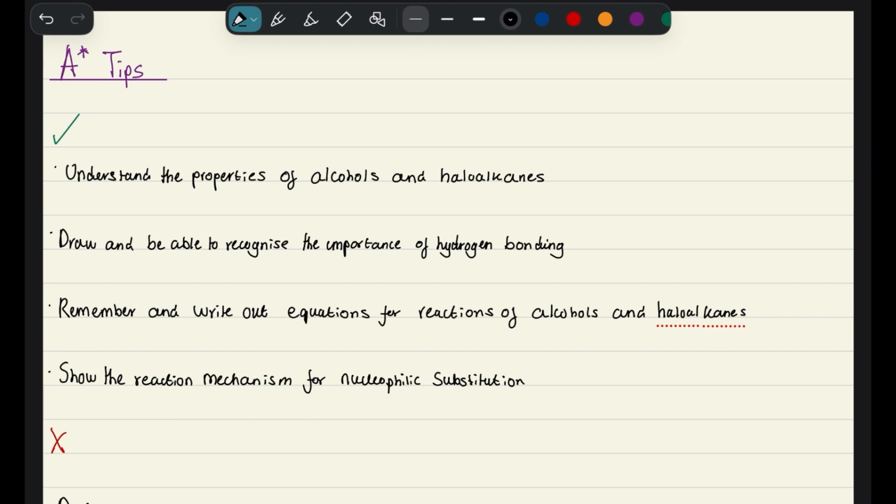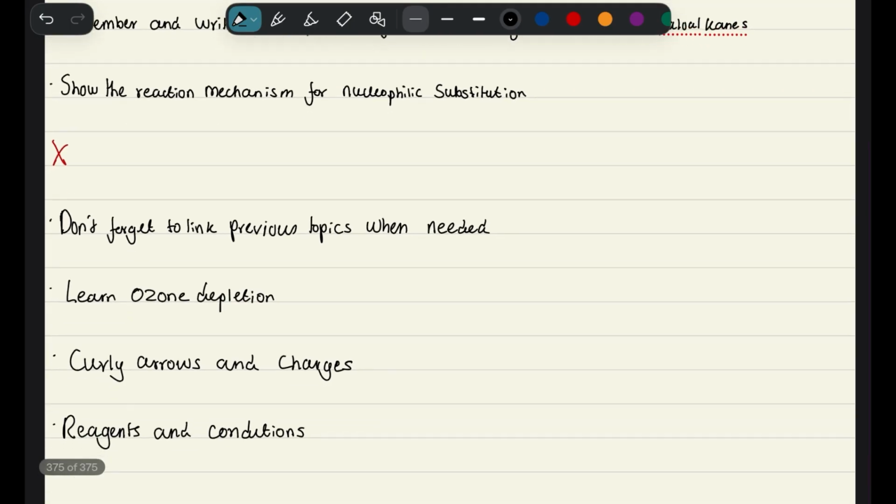Also, remember and write out equations for reactions of alcohols and haloalkanes. Definitely writing out the equations is the easy bit. Knowing which equation it's going to be is harder. So you're going to have to memorize this. And again, I think the next video is organic synthesis, so we're going to delve more into it in that lesson. And also the reaction mechanism for nucleophilic substitution. There are 4 that you need to know, and I believe this is the easiest one, so make sure you know this one really well.